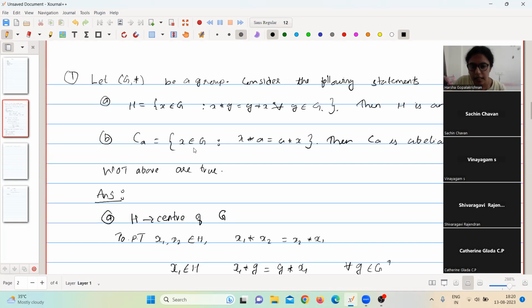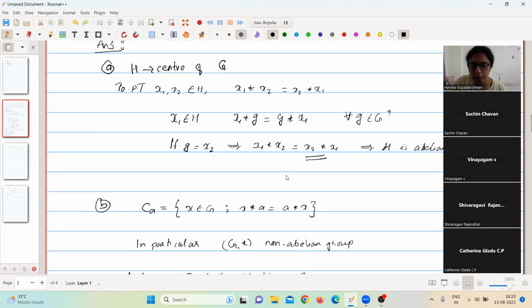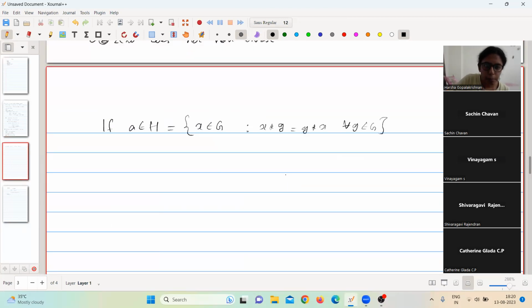So we can see what C_A is. C_A is the set of all elements x in G such that x star A equals A star x. So since A belongs to H, we can say that A star g equals g star A for all g in G.